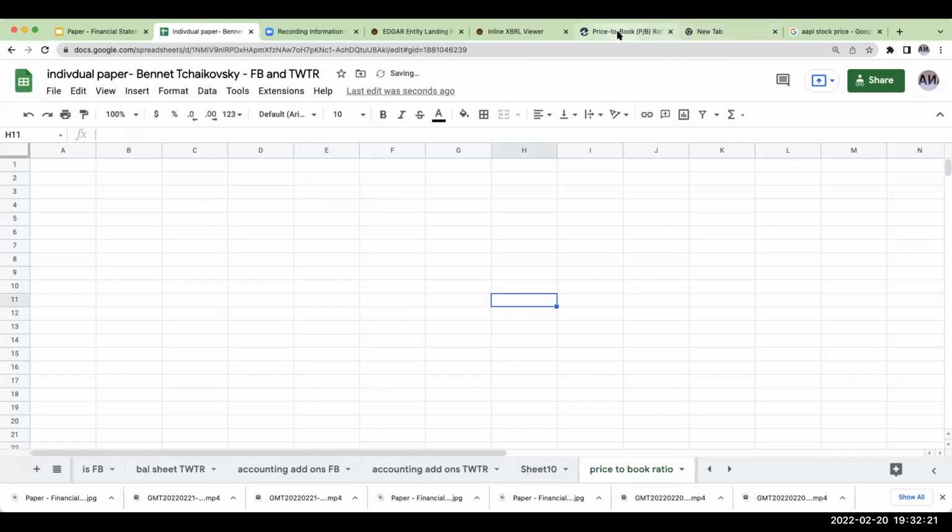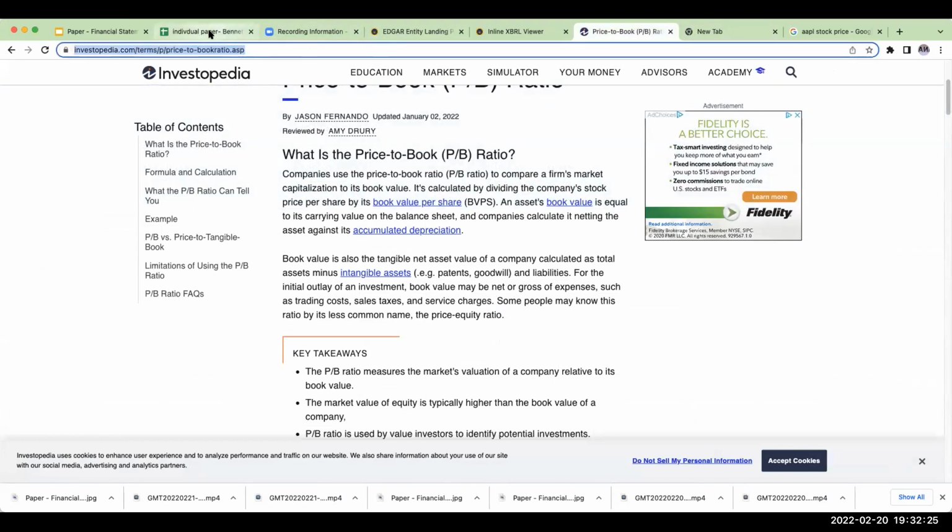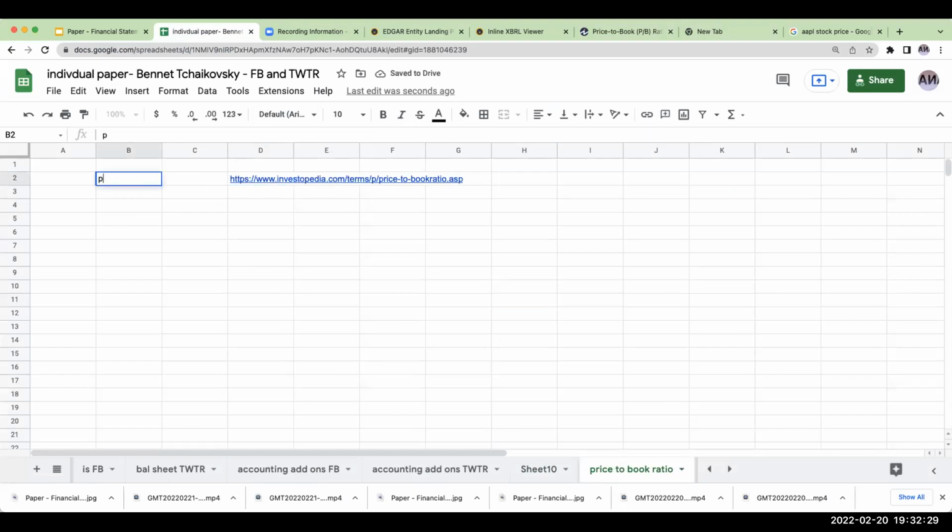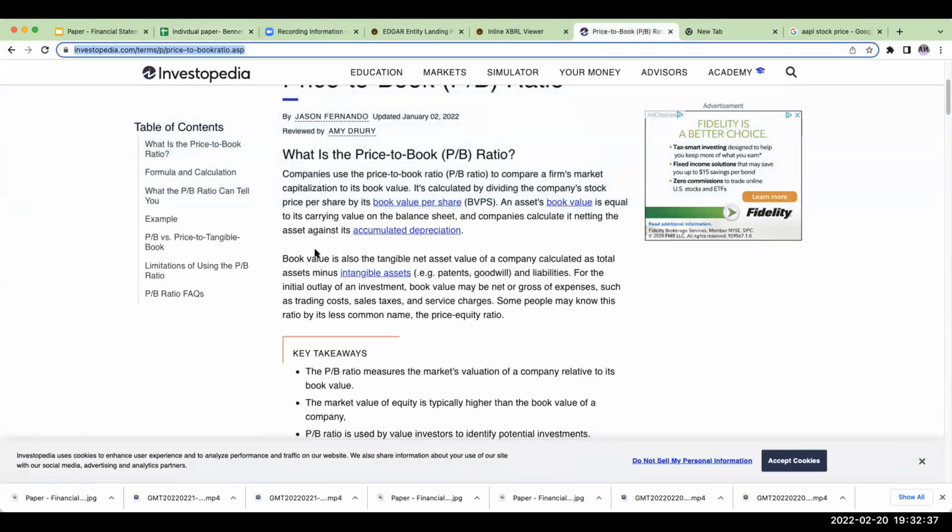And what is the price to book ratio? It's going to be the company's stock price per share divided by its book value per share. Now, what I'm going to do instead is take the market capitalization and divide it by the company's book value. That makes it a little bit easier, but we're going to come up with the same thing. The book value is equal to its carrying value on the balance sheet. The book value is also the tangible net asset value, calculated as total assets minus intangible assets and liabilities.